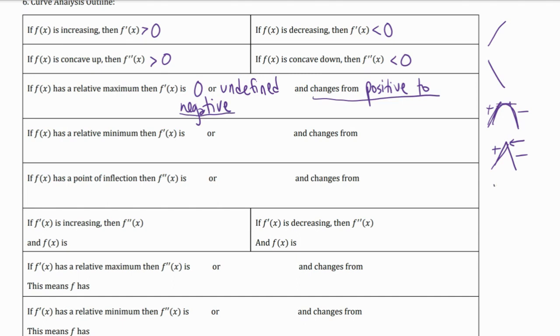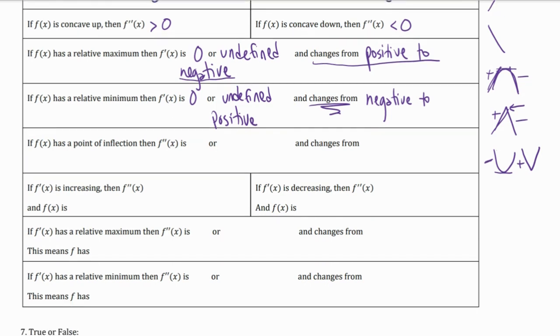If f has a relative minimum, so likewise, you can have a minimum where your slope is 0 or your slope is undefined. And changes from a negative slope to a positive slope. So again, this is the important part. F prime changes from negative to positive for a minimum. So for a minimum or a maximum, you have to have the change. If you just have the first part, that f prime is 0 or undefined, you will not get credit. There has to be a change for f prime. So again, f prime means slope. The slope has to change from negative to positive for a minimum or positive to negative for a maximum.